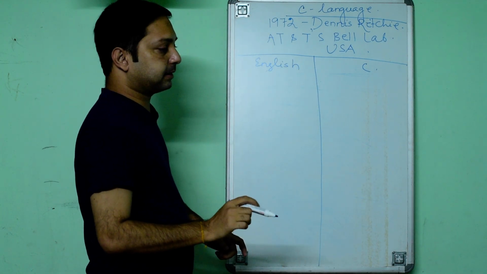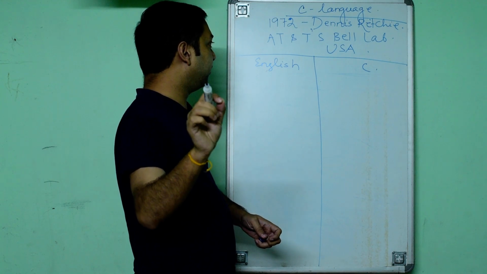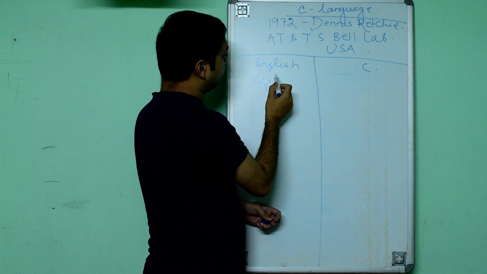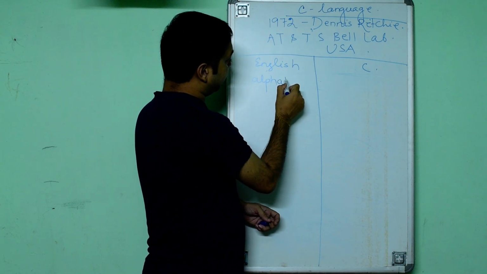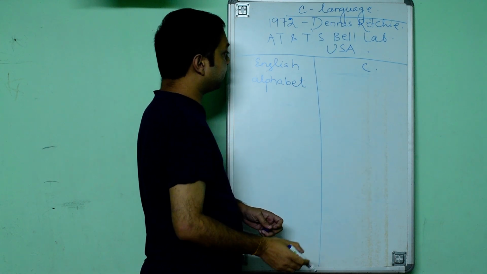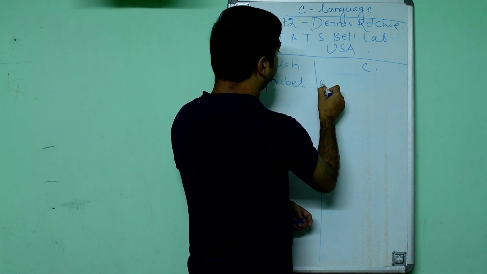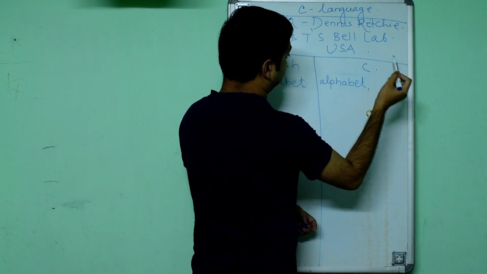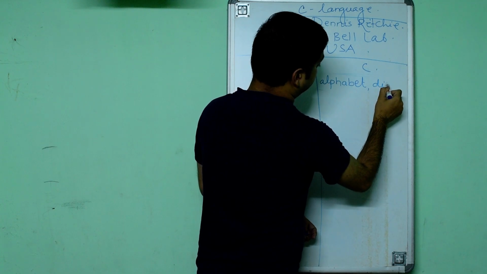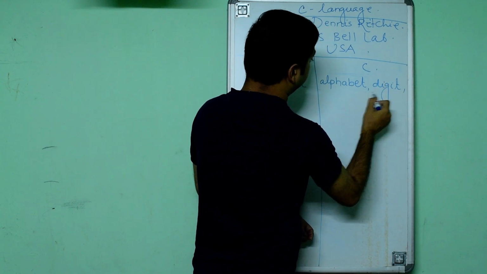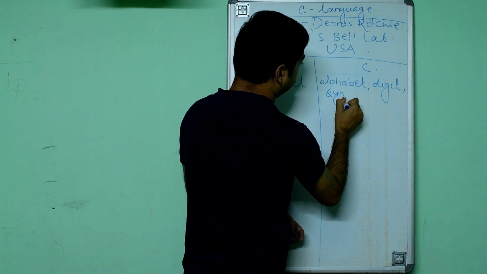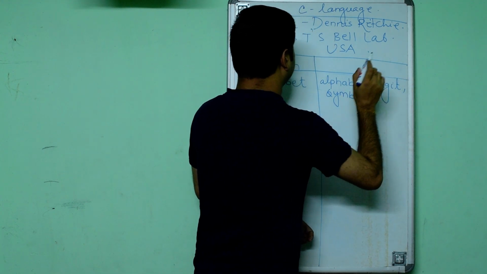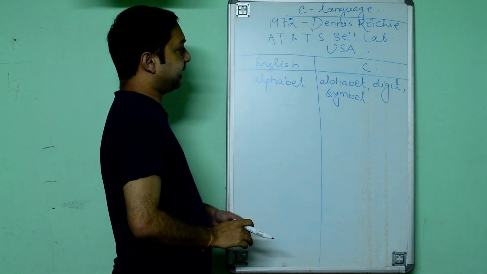As far as English is concerned, the smallest component or token of English is the alphabet. Every English statement starts from the alphabet. Similarly, C programming basically starts from alphabet, then digit and symbol. So these are the first fundamental tokens: alphabet, digits and symbol.